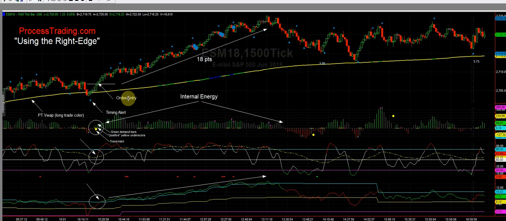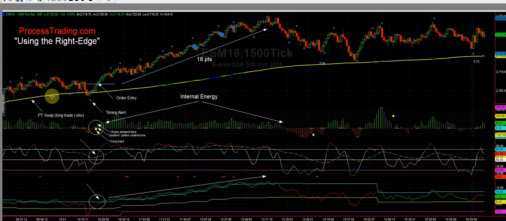The whole concept of process trading is to buy into strength and sell into weakness, and to identify when that strength and weakness is occurring. So we know that it's potentially occurring right here because we have a timing alert. We're allowed to take the timing alert with a long side trade because the process trading VWAP is yellow, which tells us that the trend is up.